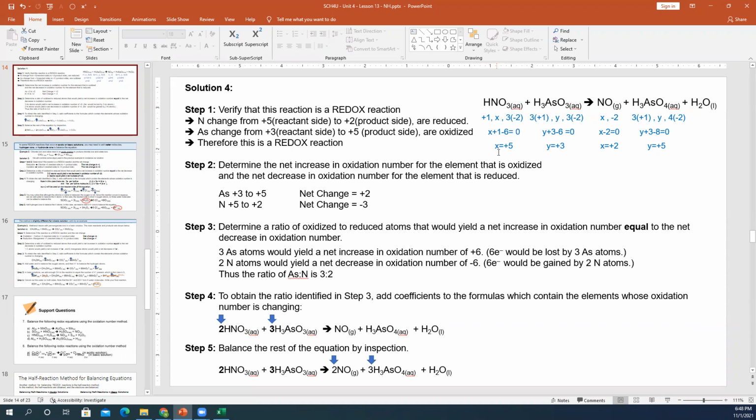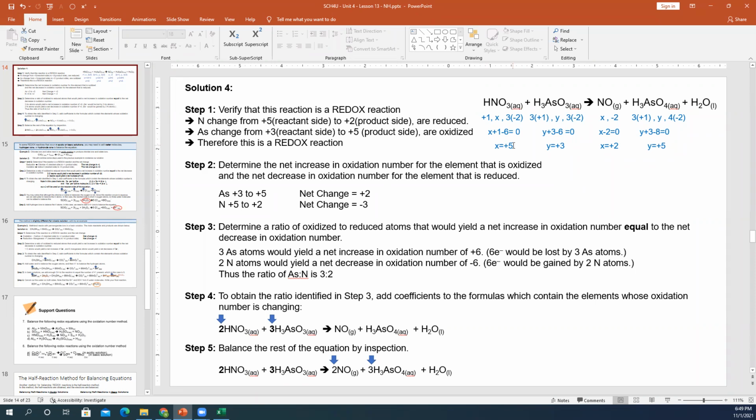By doing that, you can figure out that in this molecule of HNO3, H has an oxidation number of +1. Oxygen has an oxidation number of -2. You have 3 of them, so you multiply it by 3. Nitrogen is not one of the ones that we know the oxidation number of, so we have to do some math to figure out the oxidation number for nitrogen in this HNO3 molecule. By doing the math, we see that the oxidation number for the nitrogen in HNO3 is +5.